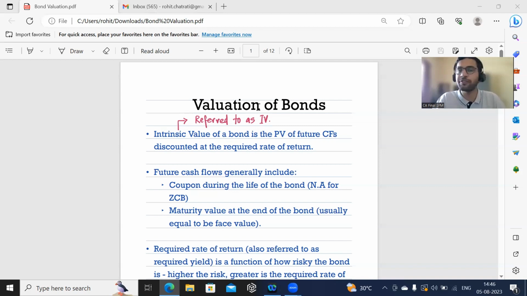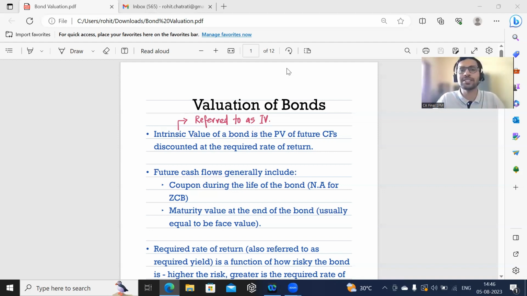Now, what is the future benefit that you're going to get from the bond? One, you will receive cash flow in the form of coupon, and two, you will receive cash flow at the end of the bond, or at the maturity of the bond, which is called the maturity value. Therefore, the value of a bond is going to be a function of the coupon that you're receiving and also the face value or the maturity value.